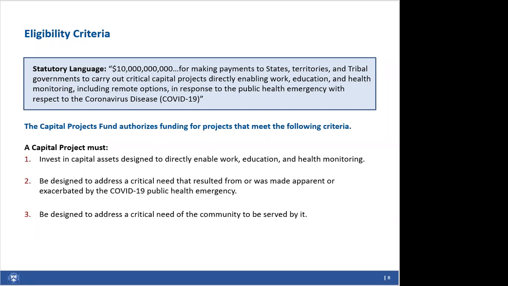First, funding must be used for capital assets designed to directly and jointly enable work, education, and health monitoring. All three activities must be present for an investment in a capital asset to qualify. Second, the project must be designed to address a critical need that resulted from, was made apparent by, or exacerbated by COVID-19. And third, the project must be designed to address a critical need of the community it is designed to serve.